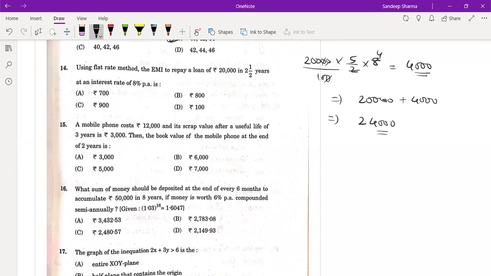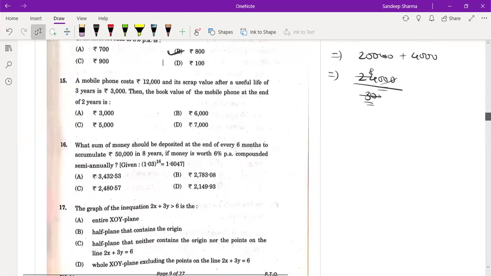And this amount he needs to pay in 2.5 years. 2.5 years means 24 plus 6, 30. In 30 months he needs to pay. So 24,000 divided by 30 gives 800. 800 rupees will be the answer here.